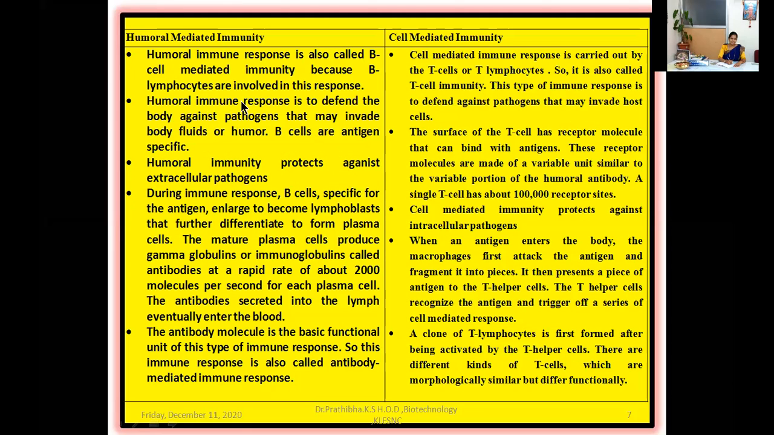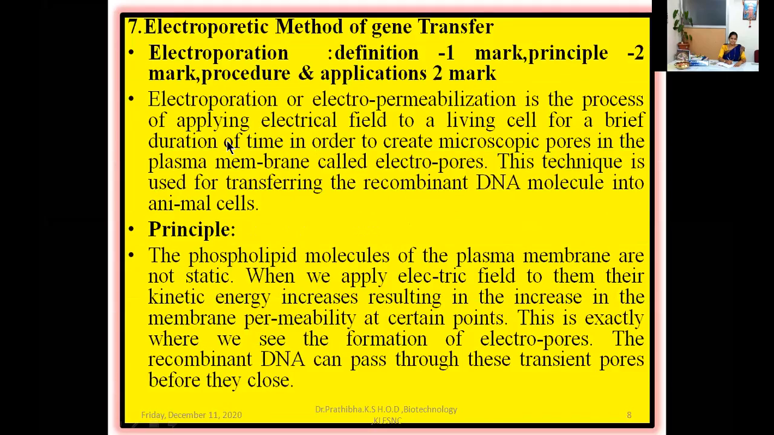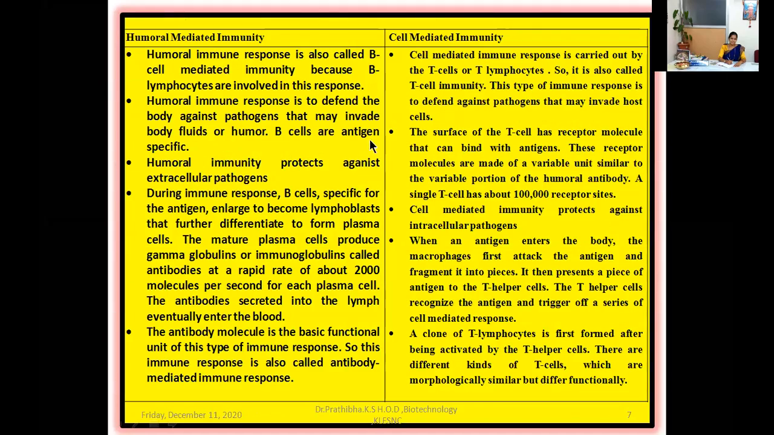Okay. Humoral immune response is to defend the body against pathogens that may invade body fluids or humor. Okay. Humor, that is nothing but the fluid. B cells are antigen specific. Okay. The B cells are very antigen specific, means whatever the antigen which triggered the B lymphocytes for the production of the antibody, the B cells will produce the specific antibodies which are going to react with that specific antigen.